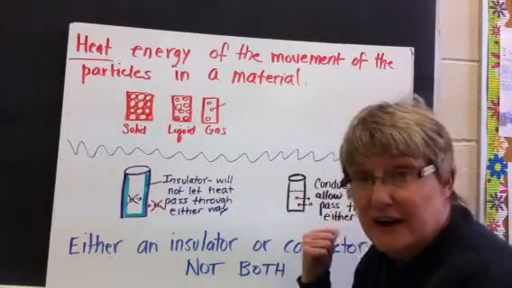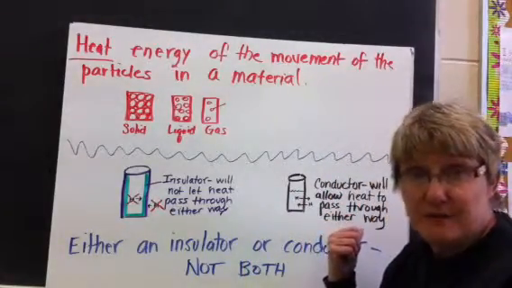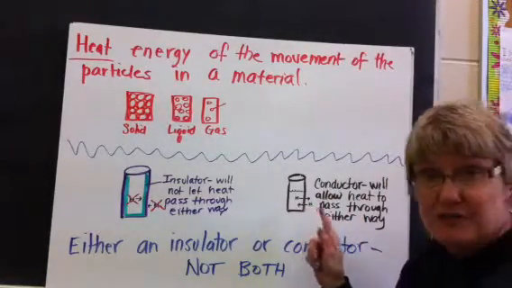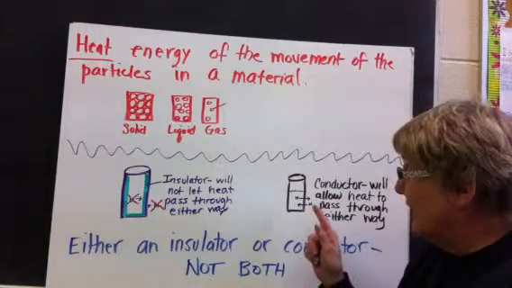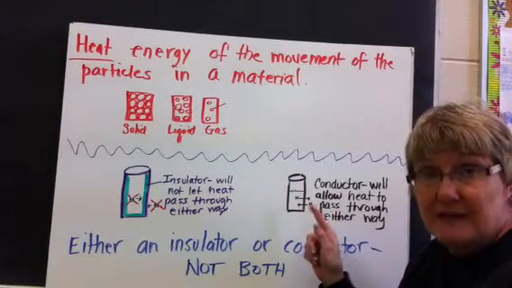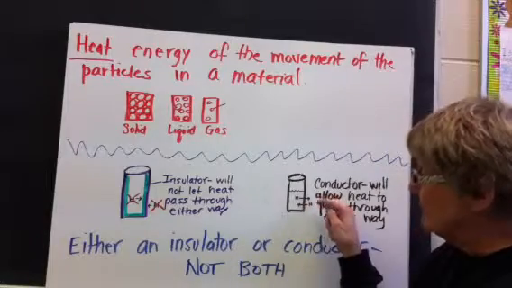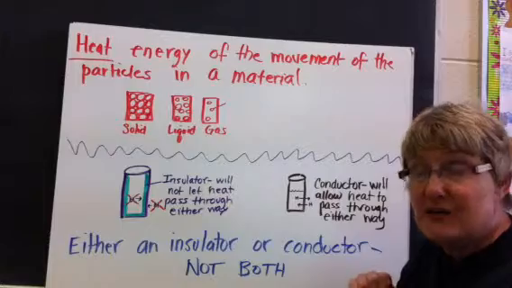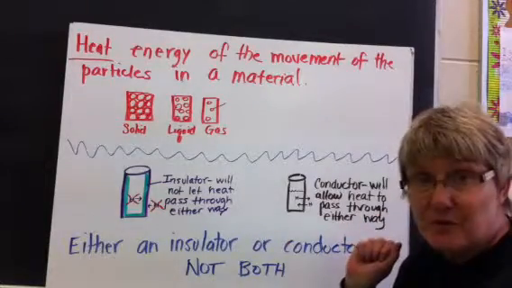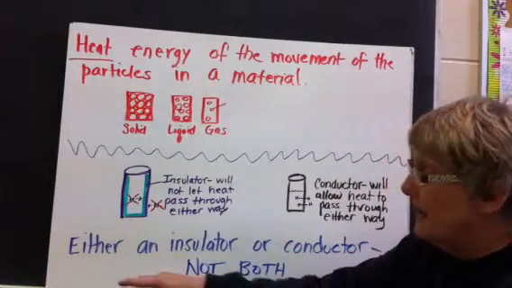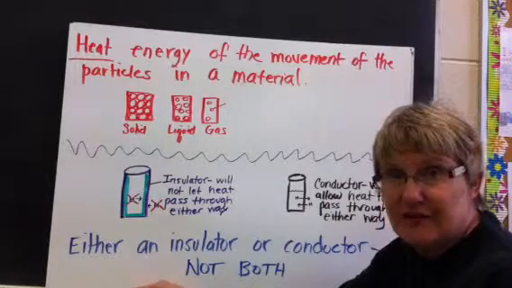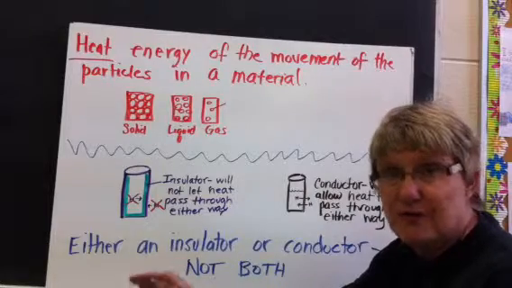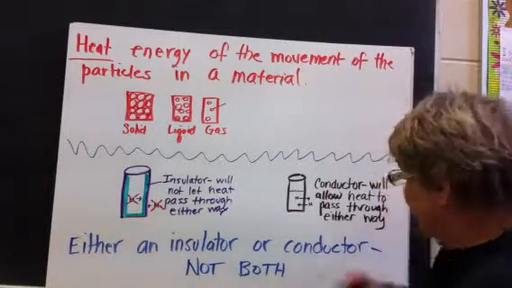A conductor, on the other hand, will allow heat to pass through either way. So in this cup, which is not insulated, it's a metal cup, it's a conductor. Heat can travel into the cup and heat can leave the cup. A conductor will allow heat to pass through either way. An object is either an insulator or a conductor. It cannot be both. So it's either or, either an insulator or a conductor.